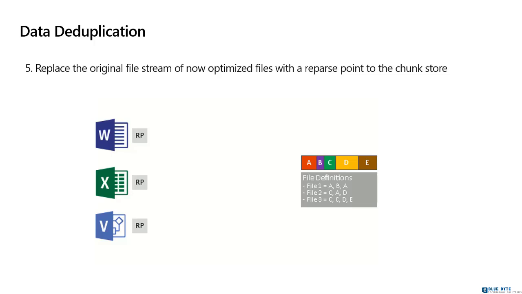If you make a change to the file and save it, it just generates a new chunk, goes through the dedupe process to see if it's a duplicate chunk. Whether it is or is not, ultimately gets stored in that chunk store.